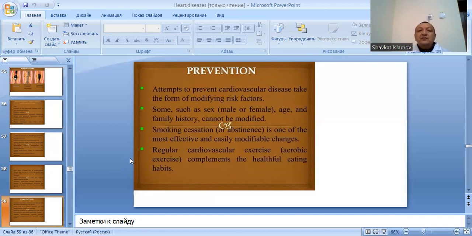Prevention. Attempts to prevent cardiovascular disease take the form of modifying risk factors, though some such as sex, age, and family history cannot be modified. Smoking cessation is one of the most effective and useful modifiable changes. Regular cardiovascular exercise complements healthy eating habits.